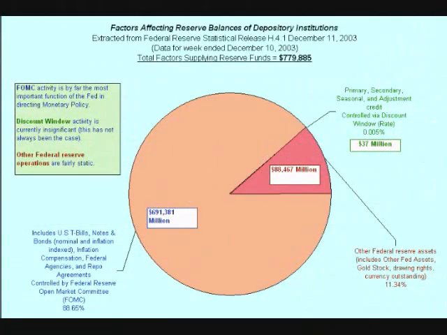The Feds have three main tools they use to control the level of spending in the economy. The first is changing the reserve requirements for banks. The second is changing the discount rate. And the third is open market operations. Let's look at all three.